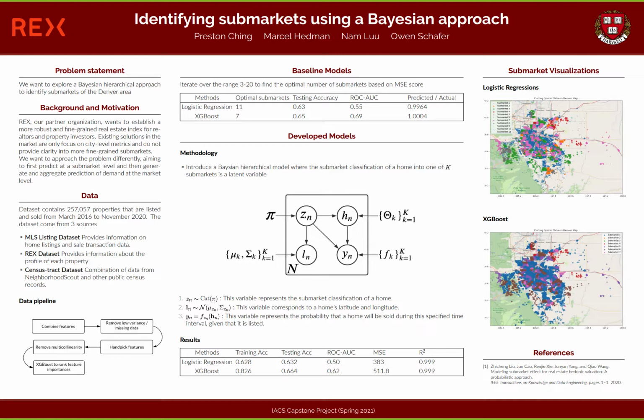We note that there is a slight increase in the testing accuracy across both of our hedonic functions, logistic regression and XGBoost, although not a very significant one in this case. But we do have some modest gains in interpretability. And on the right here, we have our display of the submarkets as determined by our model for both the logistic regression and XGBoost hedonic functions.